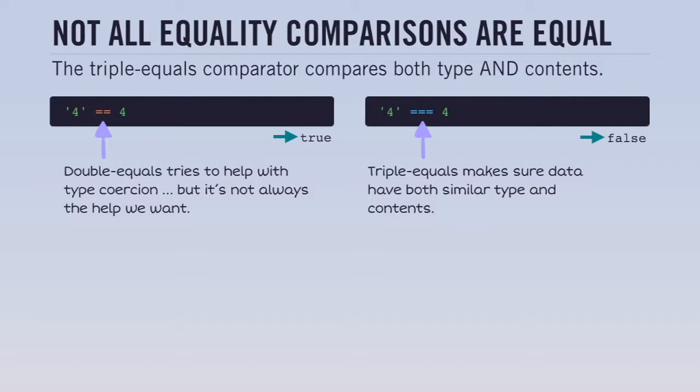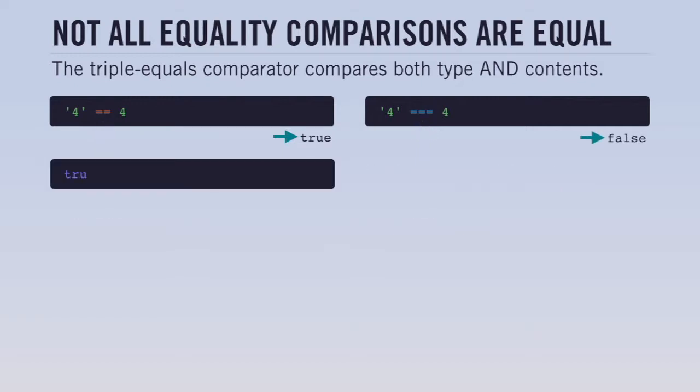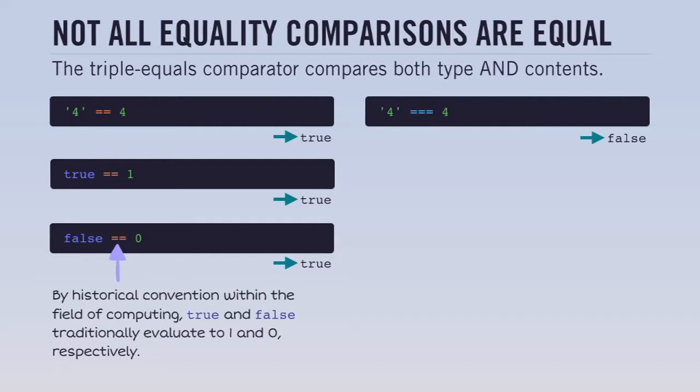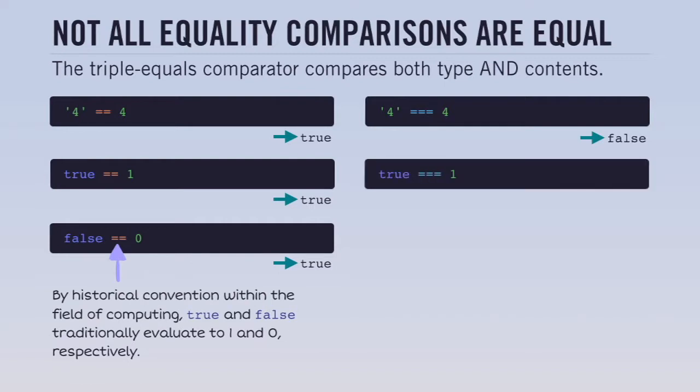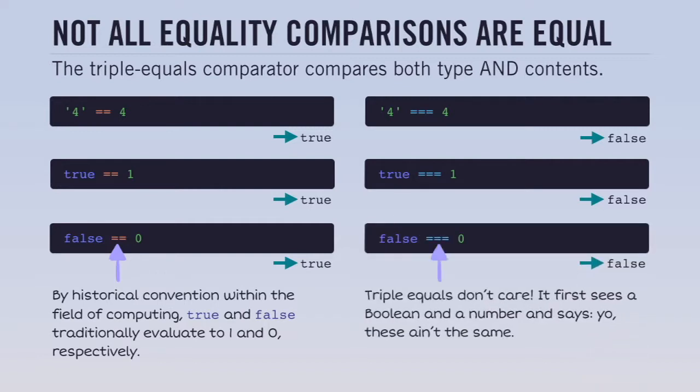Looking at a few more of those, you can see the true and false comparisons with double and triple equals here. And double equals thinks true and false are both 1 and 0, whereas triple equals does not. That's because by historical convention within computer science fields, true and false have traditionally represented 1 and 0 respectively. Triple equals, however, doesn't care. It first sees a Boolean and then a number and it says, yo, those things ain't the same, sorry.